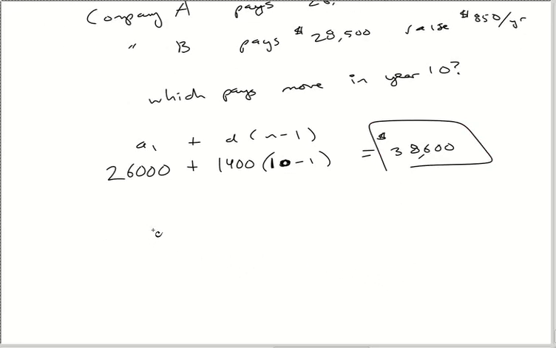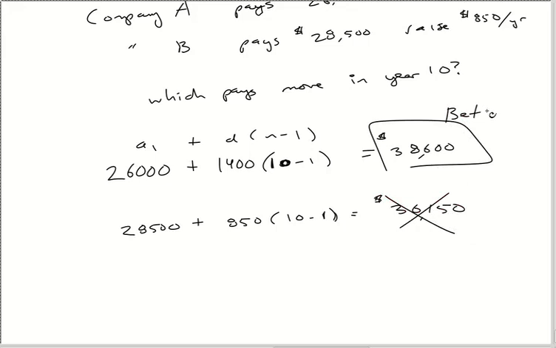Okay. The company B is similar. We got 28,500, but they're only paying $850. Again, 9 times. You're only having 9 raises. The first year you didn't have a raise. The first year is when you started. In the year 2, in your second year, you finally got that raise, and that's why there's always 9 raises, not 10. I did the math on this one, and it's 36,150. You can see that it is not as good. So this is not it. This is better. You would say company A is better.